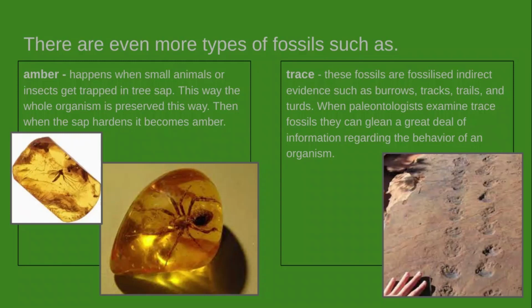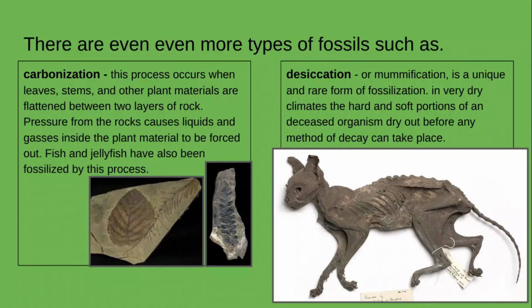Trace. These fossils are fossilized indirect evidence, such as burrows, tracks, trails, and sometimes even excrement, also known, in layman terms, as turds. When paleontologists examine trace fossils, they can glean a great deal of information regarding the behavior of a certain species or organism.